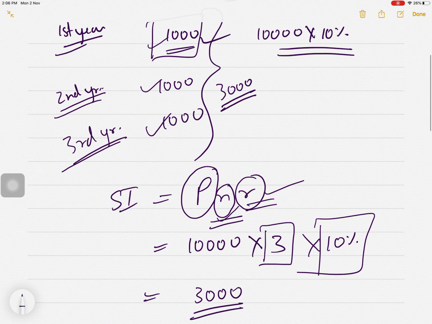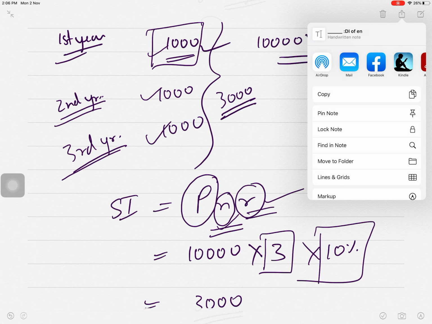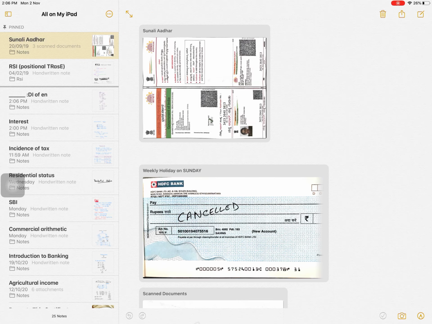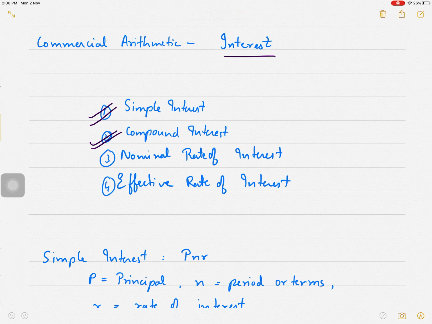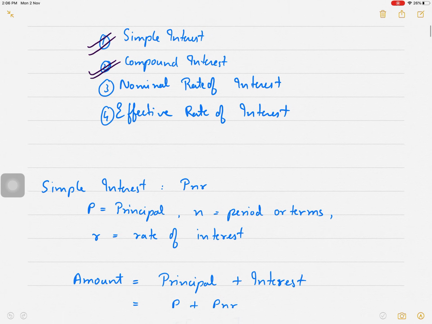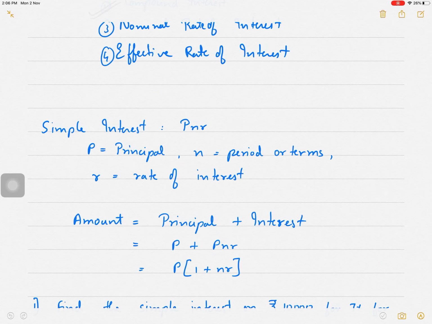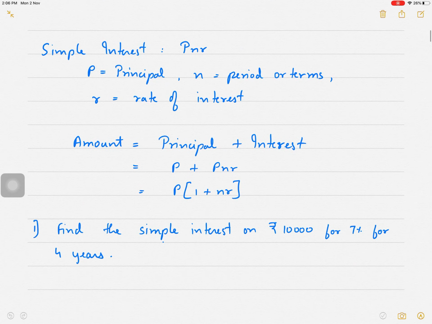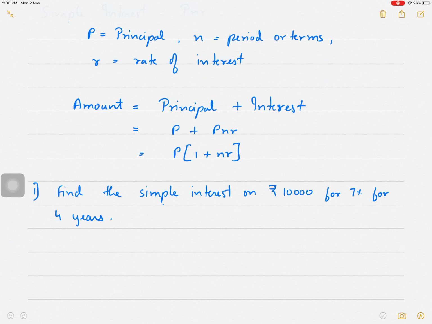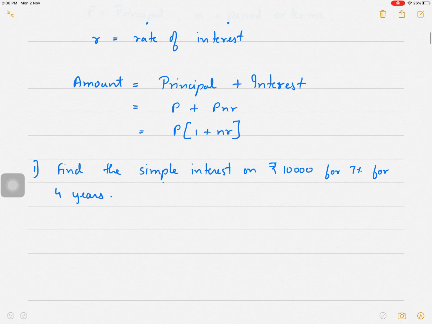Now let's see the first question. Simple interest formula is P into N into R. P is principal, N is period or terms, R is rate of interest. Amount is equal to principal plus interest. So the formula for amount will be, it's not important, P plus P into N into R. You take the P common, so it will be P into 1 plus NR. This is not important.